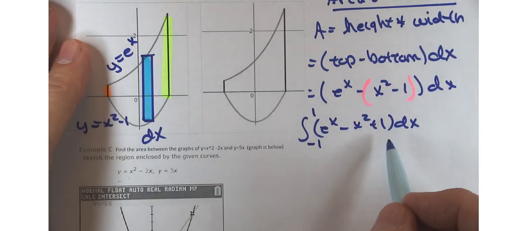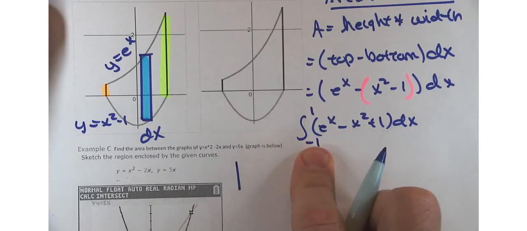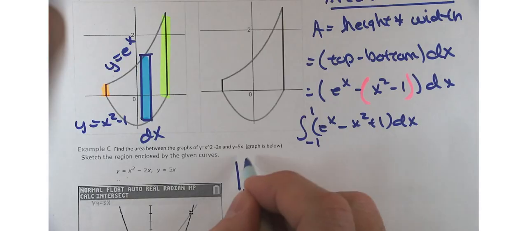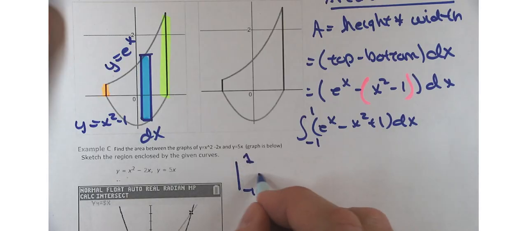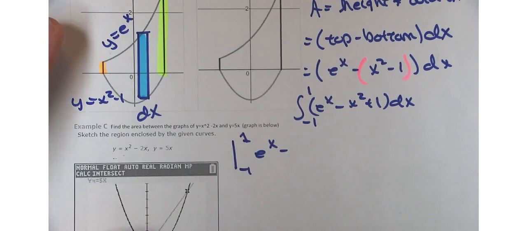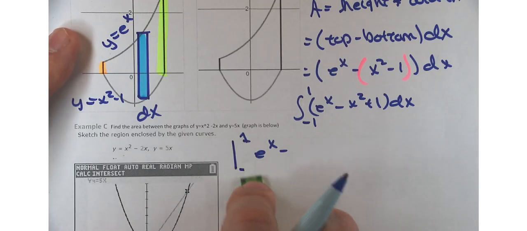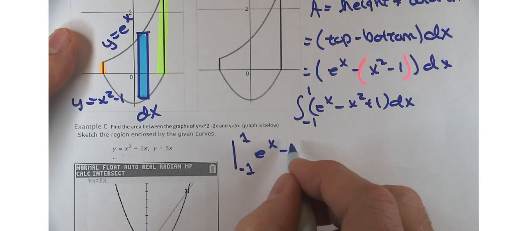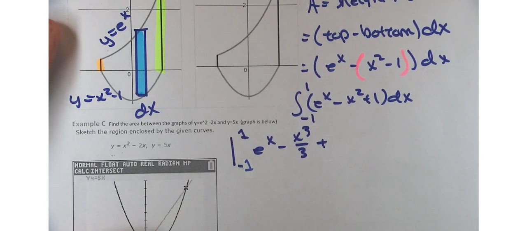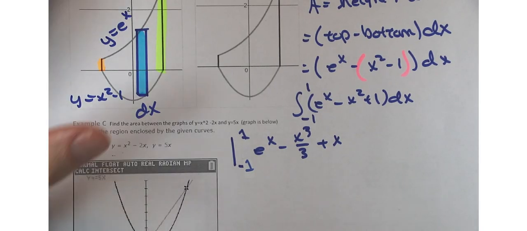Let's see about finding the rest of this then. I need an antiderivative. We're done with the integral. Don't write this integral symbol anymore. It's negative 1 to 1 of e to the x minus what? What are my other two terms here? X to the third over 3 plus x. Now it's a matter of crunching some things in here.